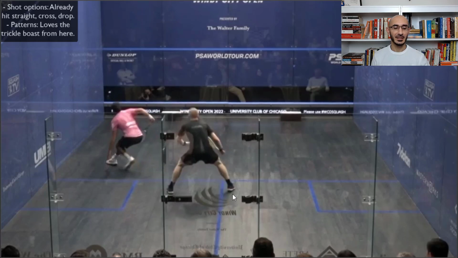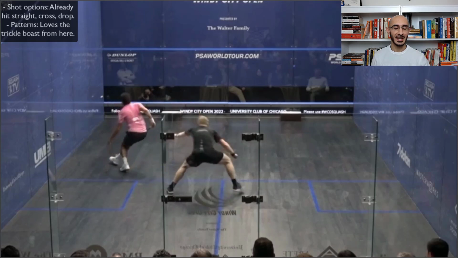Now, if you look at Joel Macon, he's clearly going for the trickle boast, which is why he pushes to the right, and then he realizes the ball's actually gone straight, and then he makes the adjustment. That's what you see over here. The other thing that made this super deceptive was that Gawad had already hit multiple shots from this position. He had hit the straight drive, he had a cross-court drive, he had hit a drop. I hadn't seen him hit a trickle boast just yet, but that's where the pattern side comes in, because Gawad loves hitting that trickle boast from that position, which is why even though he hadn't hit it, Macon knows Gawad's game, and thus he has to be able to cover it.